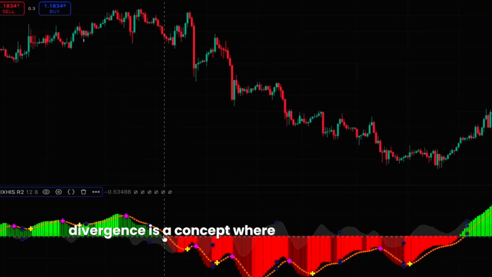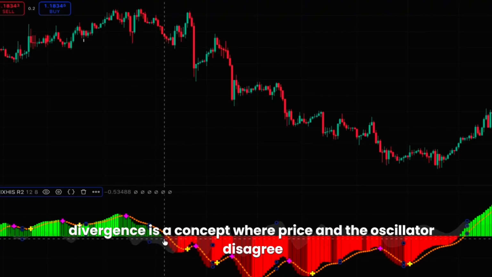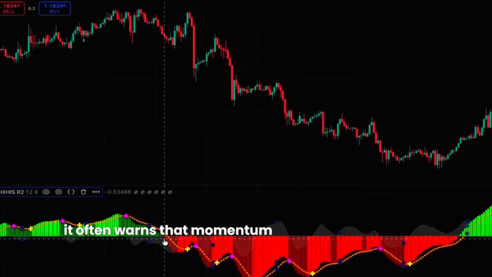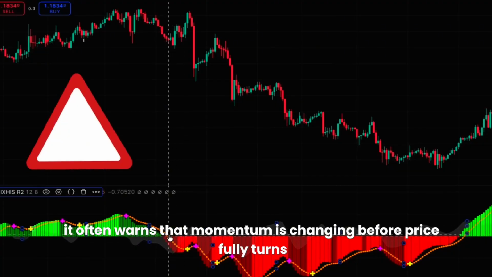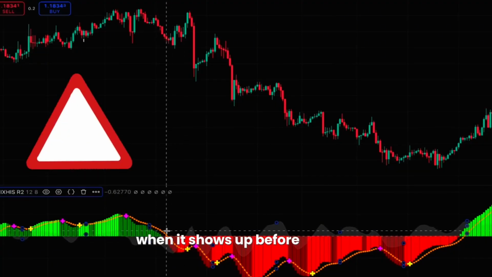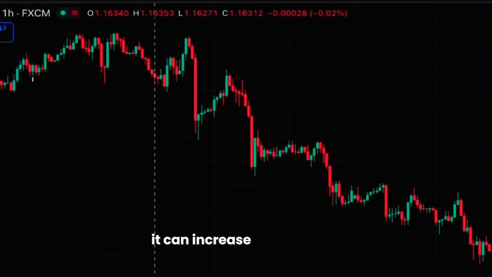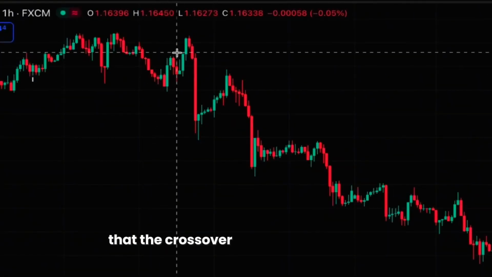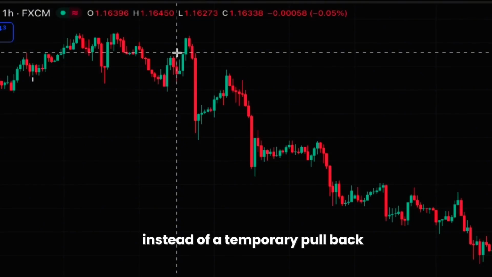Divergence is a concept where price and the oscillator disagree. It often warns that momentum is changing before price fully turns. When it shows up before crossover, it can increase the probability that the crossover is pointing to a real shift instead of a temporary pullback. Let's walk through a bearish reversal setup.